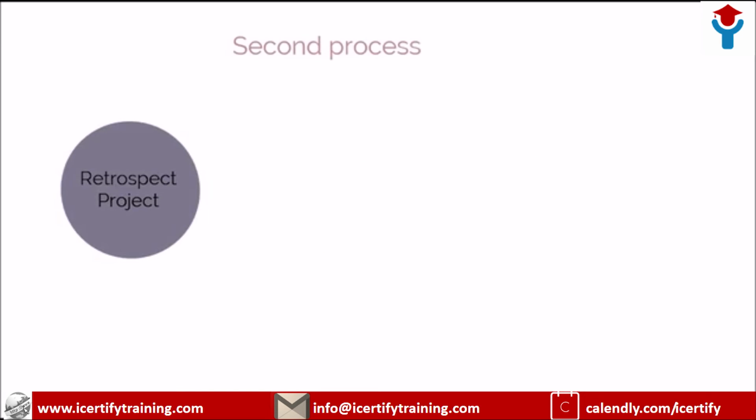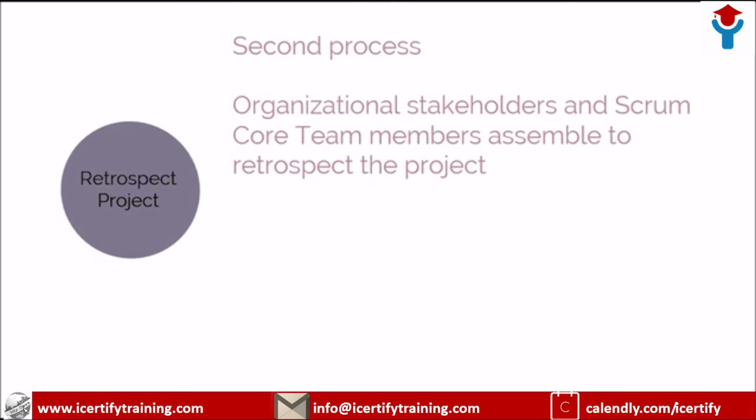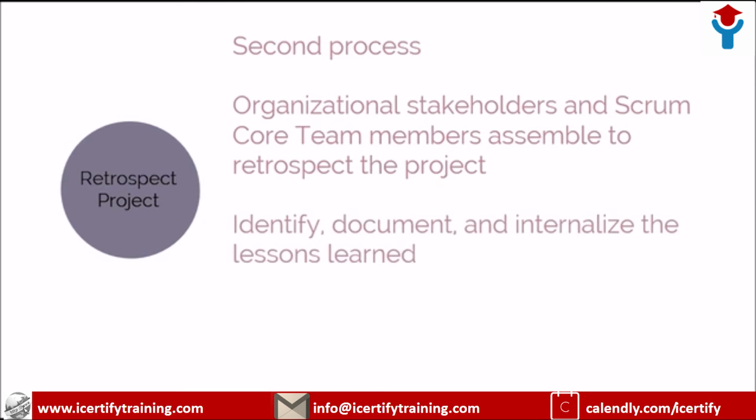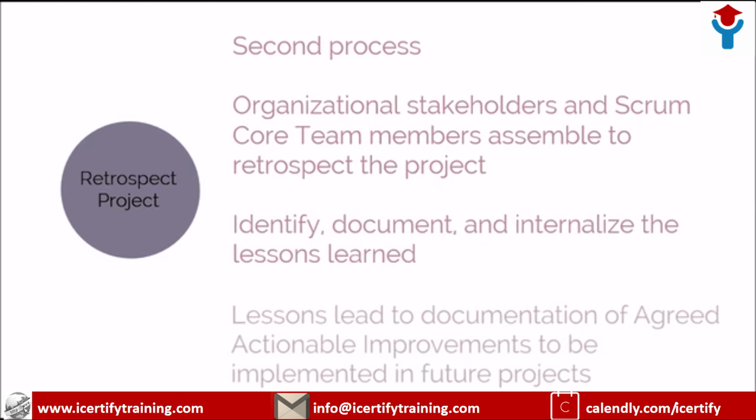The second process is Retrospect Project. In this process, which completes the project, organizational stakeholders and Scrum core team members assemble to retrospect the project and identify, document, and internalize the lessons learned. Often, these lessons lead to documentation of agreed actionable improvements to be implemented in future projects.